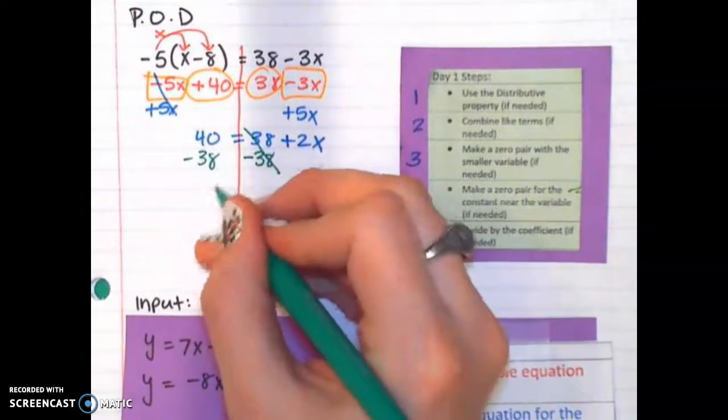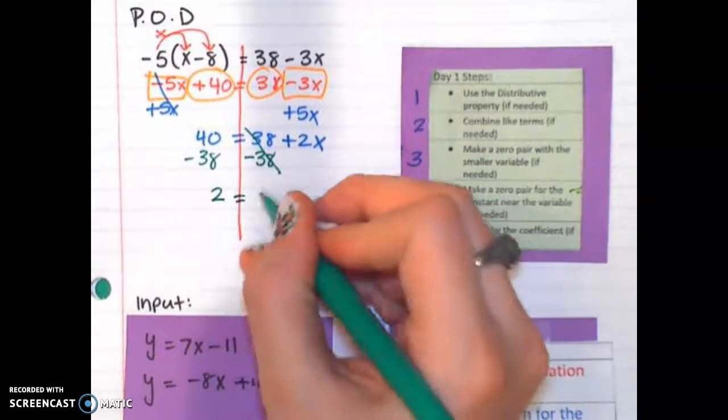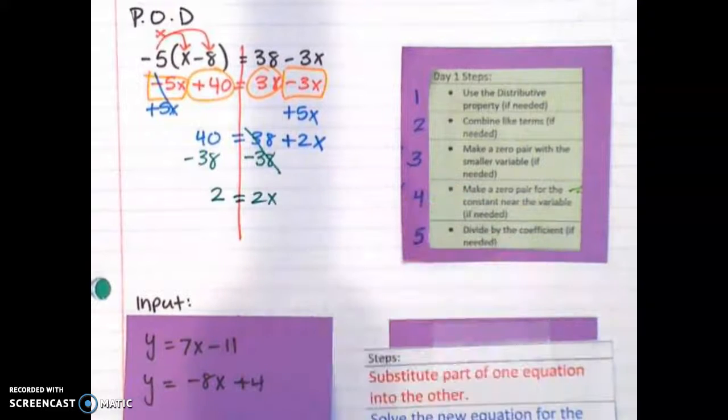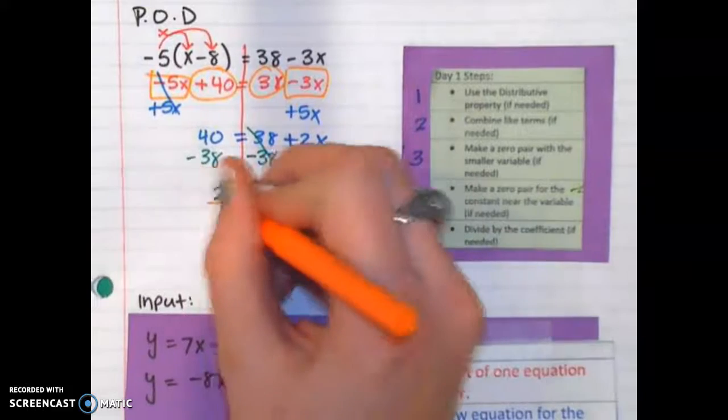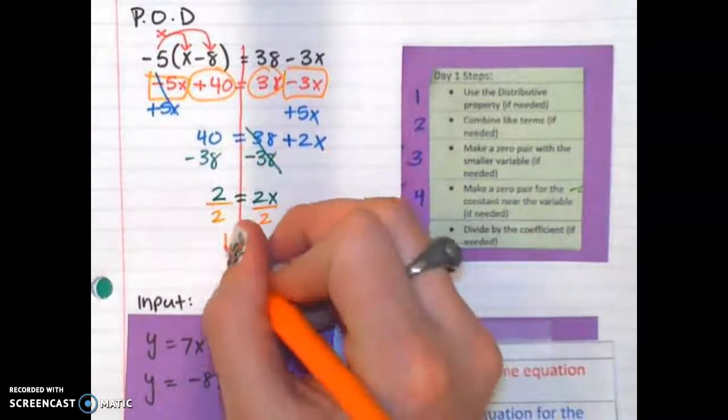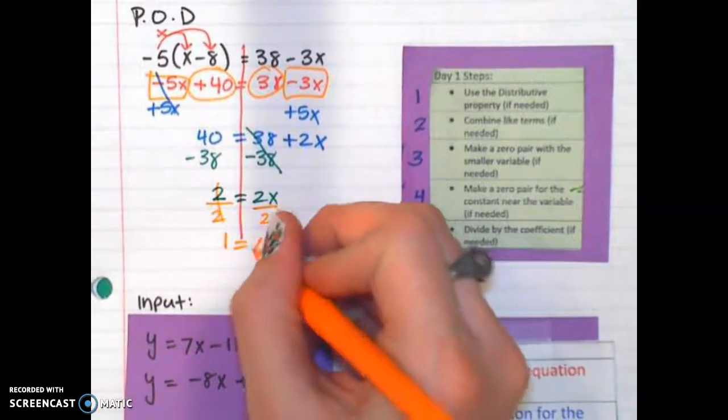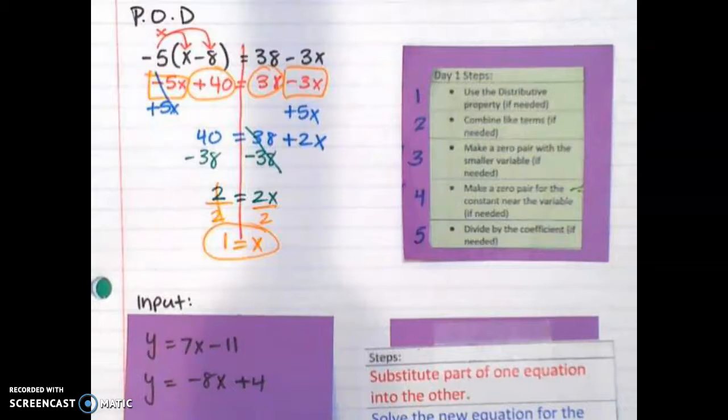I am now left with 2 equals 2x. Last but not least, I am going to divide by 2 on both sides. And I'm left with 1 equals x. Okay, that was your problem of the day, just some review. So now we're going to move on to today's work.